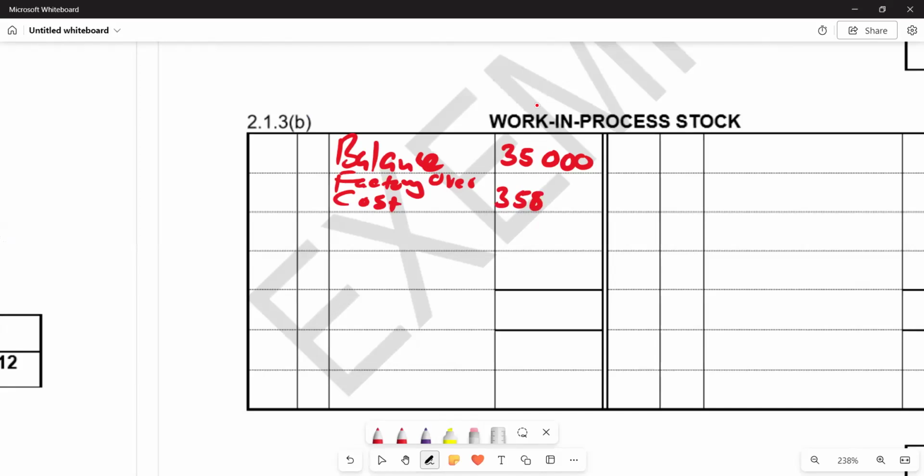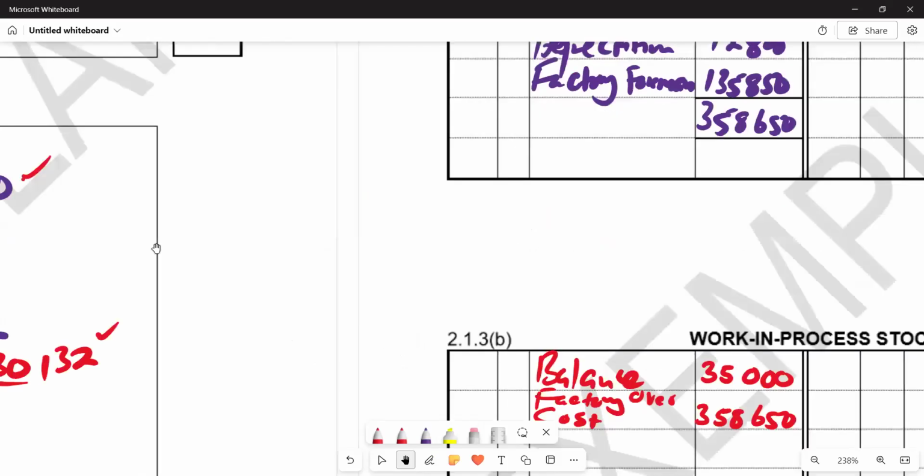Then we also have to check in terms of the direct material issued. Remember, we calculated that one. Direct material issued, we calculated that one. We are also supposed to put them on the debit side of work in process.